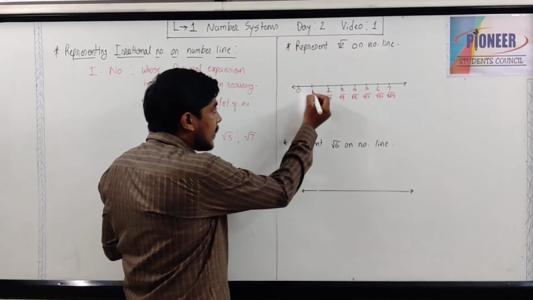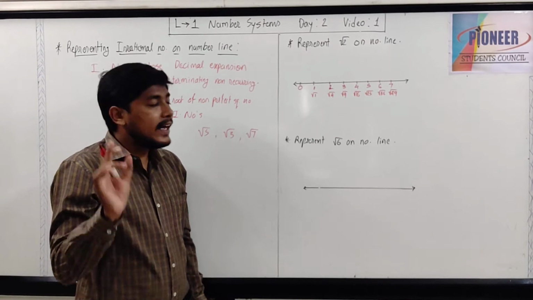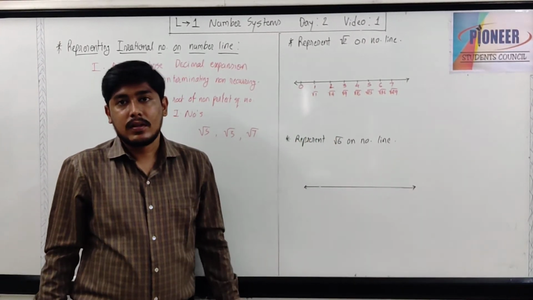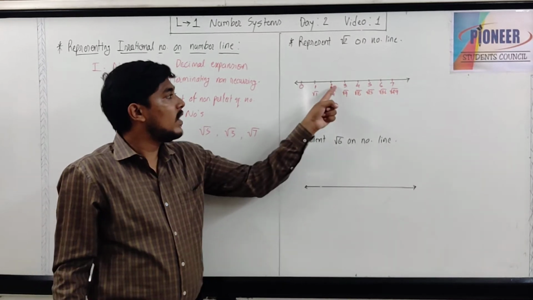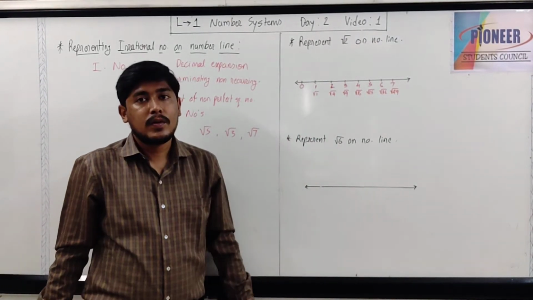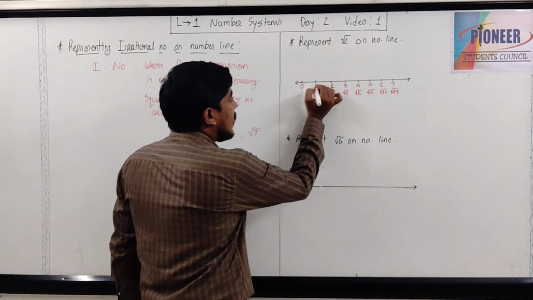So, the number next to root 1 will be root 2. That root 2 will lie between 1 and 2, that is, between root 1 and root 4. So how to find it out? Let's have a look. See guys.